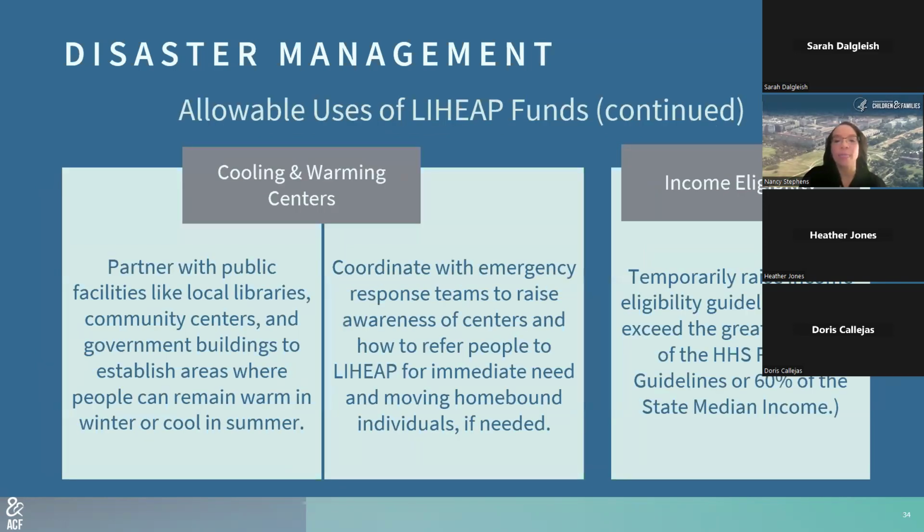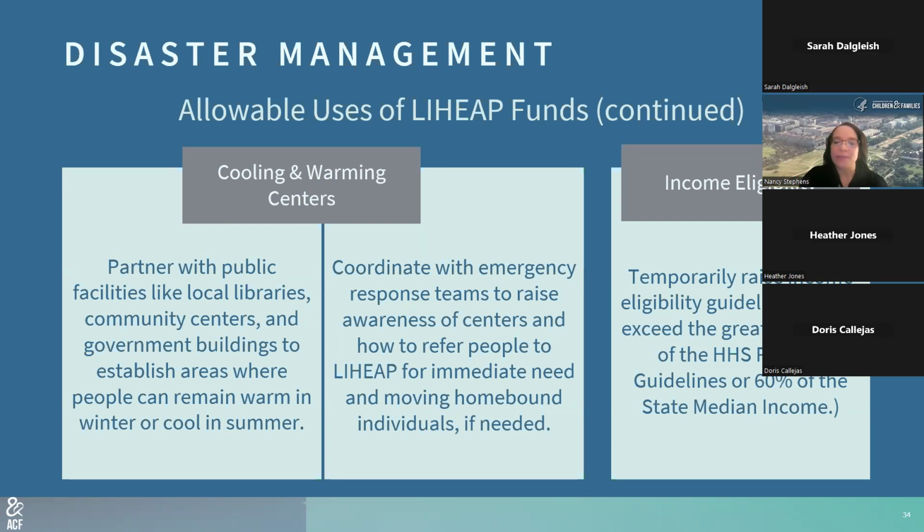Next slide, please. So this slide contains more allowable uses of LIHEAP funds during a disaster. If you would like to use LIHEAP to set up a cooling or warming center, you can partner with public facilities like local libraries, community centers, and government buildings where people can go to remain warm in the winter and cool in the summer. You can also coordinate with the emergency or first response teams in your area, like ambulance medics and the police, to ensure that they are aware that there are warming and cooling center options available, and encourage them to refer people to those shelters or to take people to the established centers if it's possible.